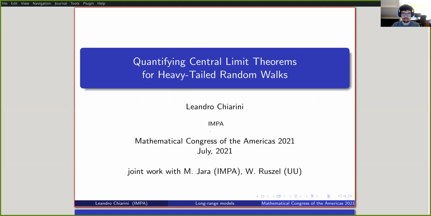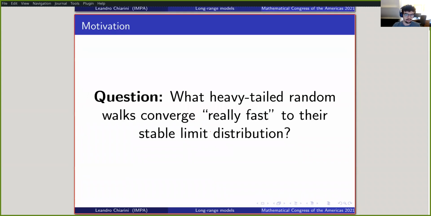So the objective of this article is to answer this question. Which heavy-tailed random walks converge really fast, or are very nice to approach a stable distribution? What I mean by that.